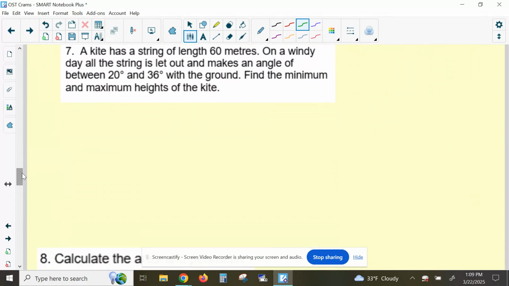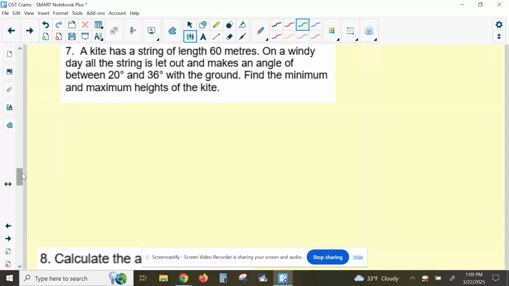Okay, number 7. A kite has a string that is 60 meters. On a windy day, all the string is let out and makes an angle between 20 degrees and 36 degrees with the ground. Find the minimum and maximum heights of the kite.